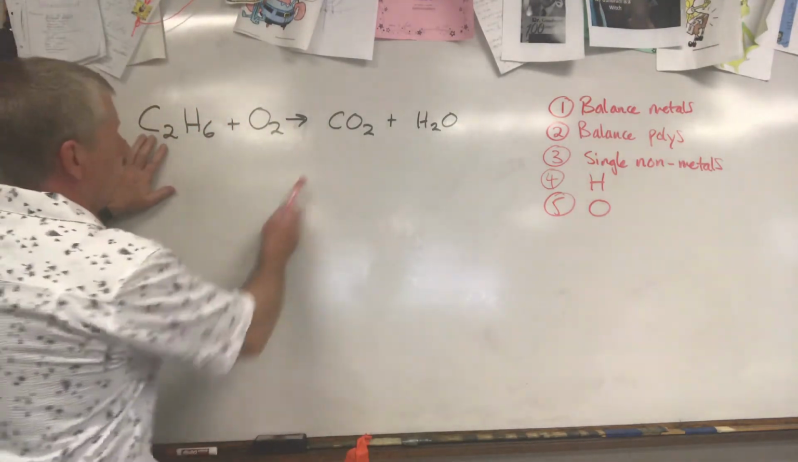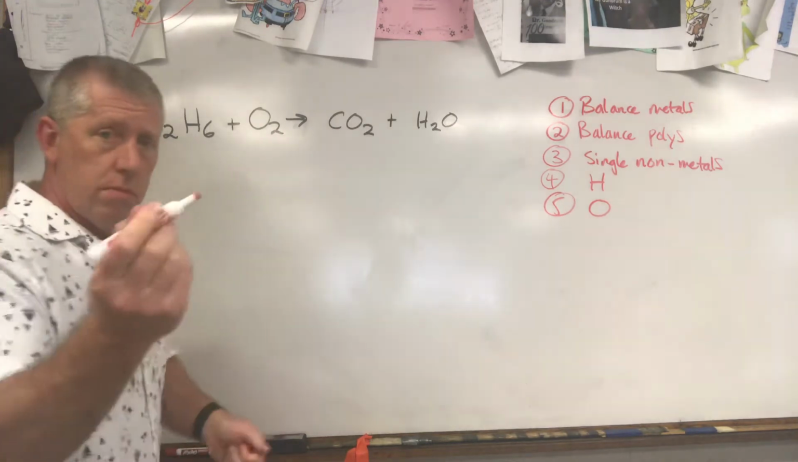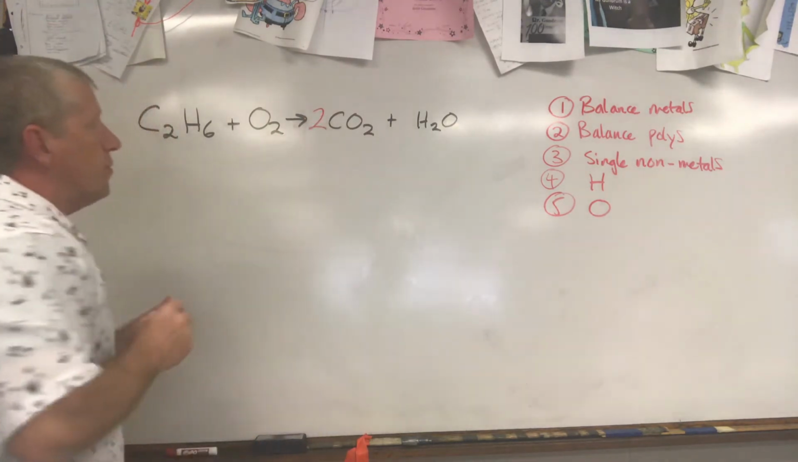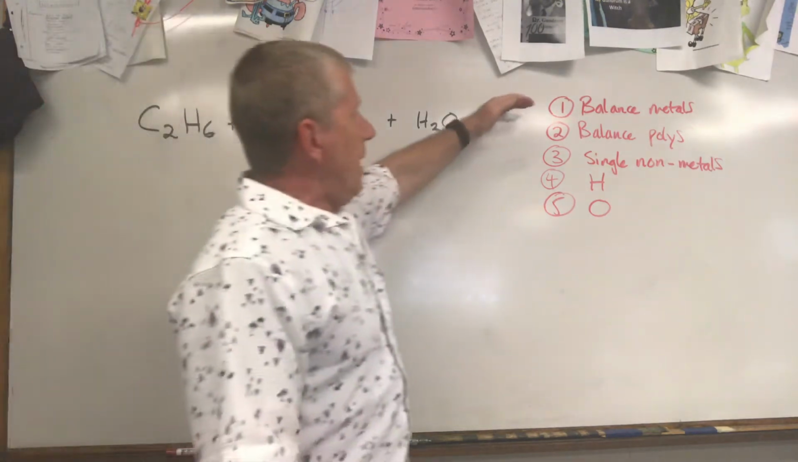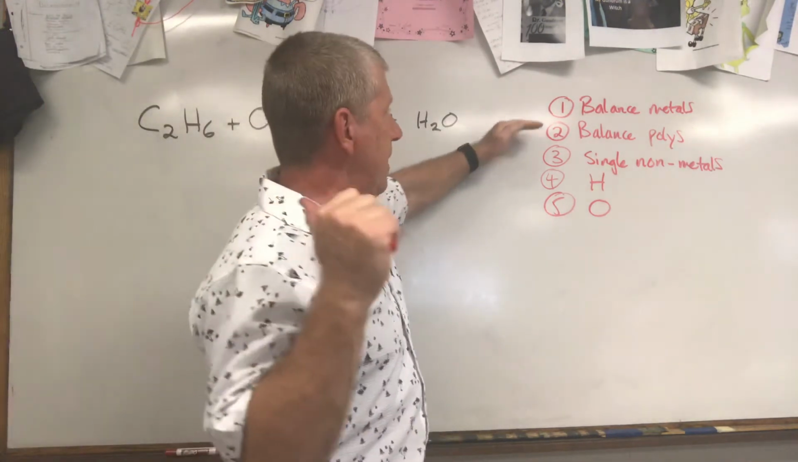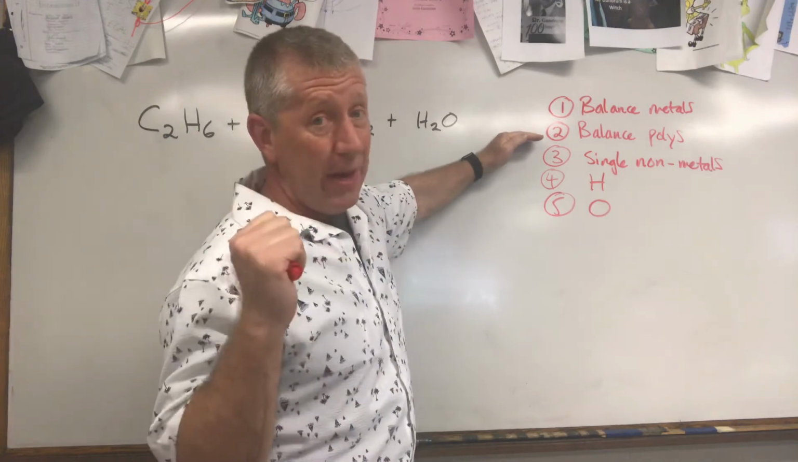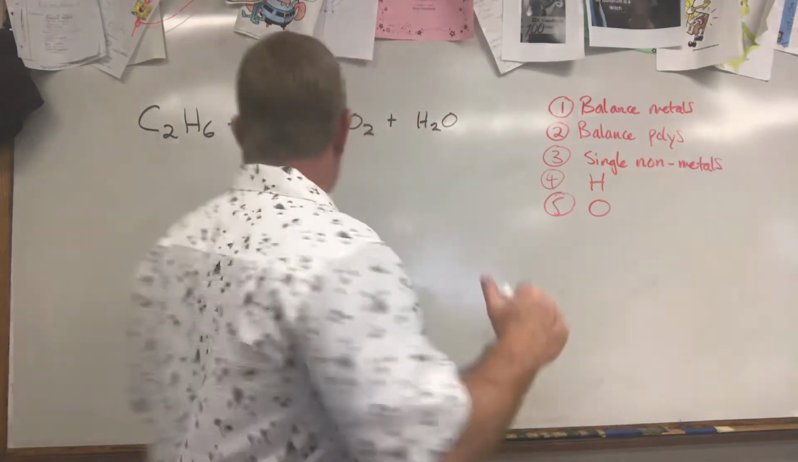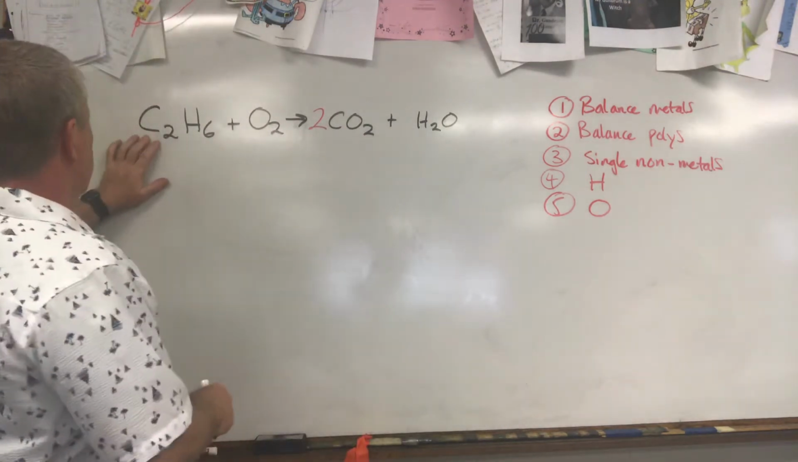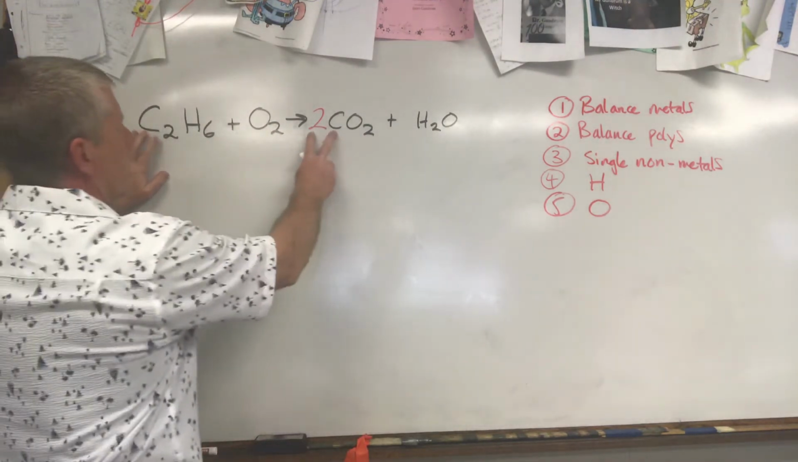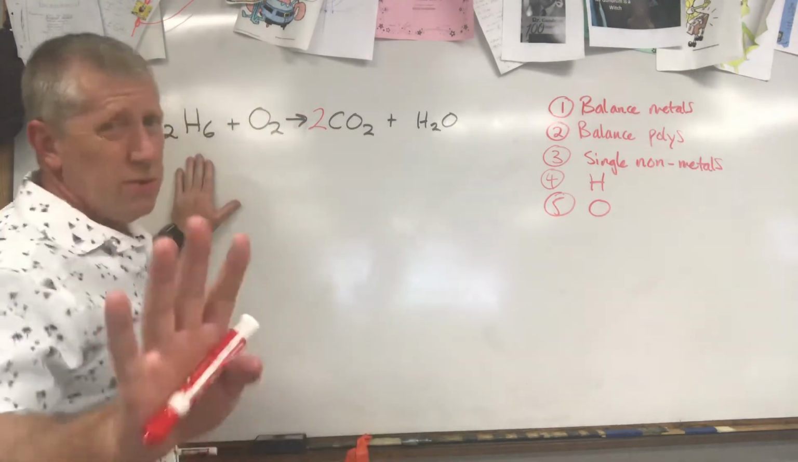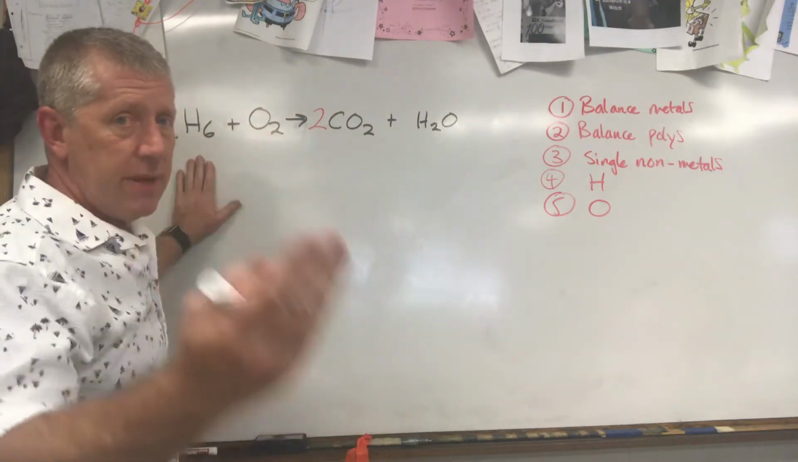2 carbons, 1 carbon. You need a 2 in front of that carbon. Oh, wait, let's go through the rules. I'm sorry. I want to balance metals. I don't have any. Okay, balance polyatomic ions. I don't have any. Single non-metals. Well, carbon's a non-metal, and it's not in a polyatomic, so I'm going to go ahead and balance that first. Remember, I'm saving my hydrogen and oxygen to the end. That's really what you're doing. Save those to the end, balance everything else.